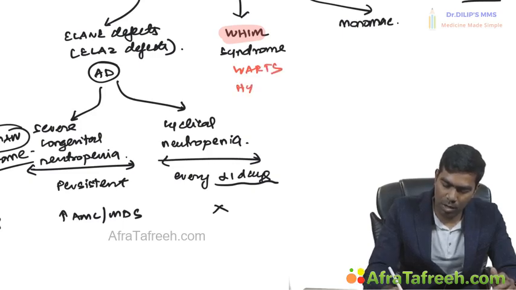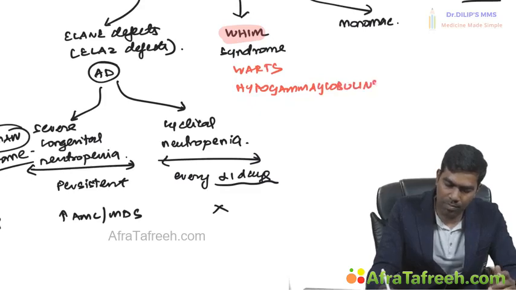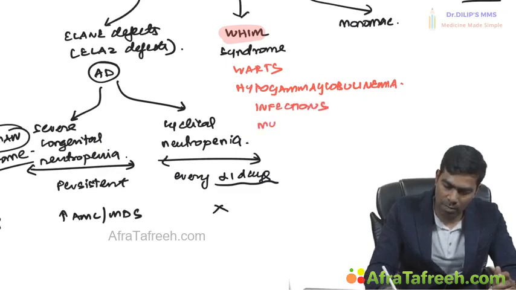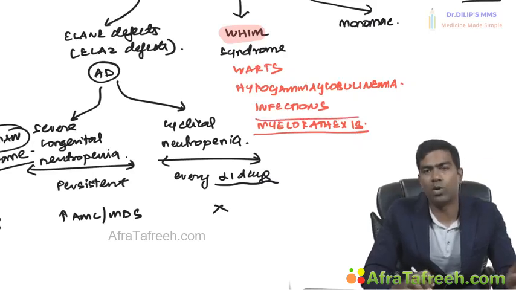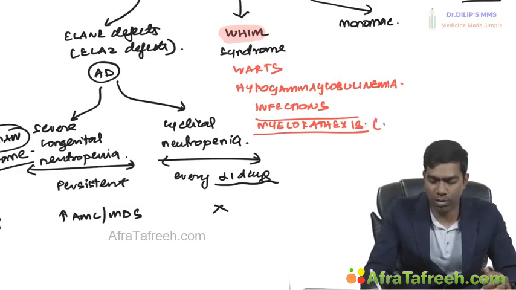Then you have hypogammaglobulinemia, then you have recurrent infections, and you have myelocathexis. What do you mean by myelocathexis? Myelocathexis means the neutrophils will be pooled in the bone marrow itself.